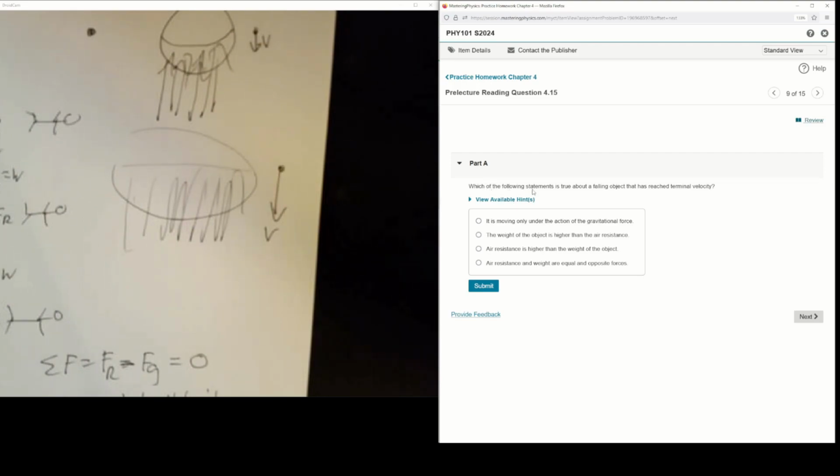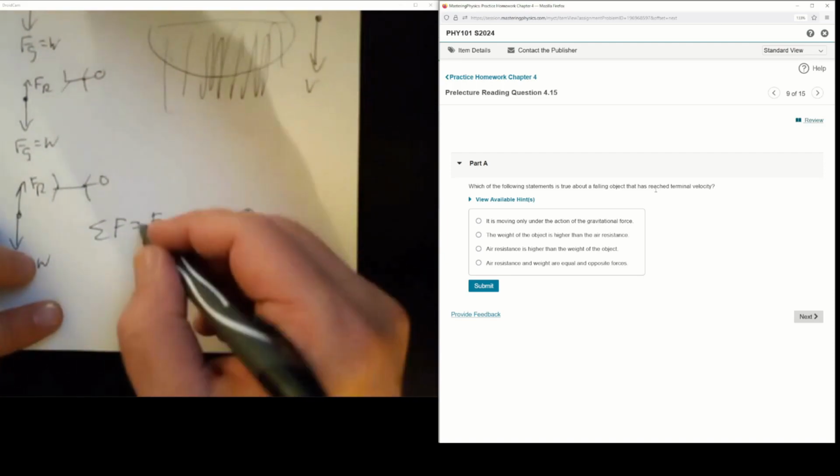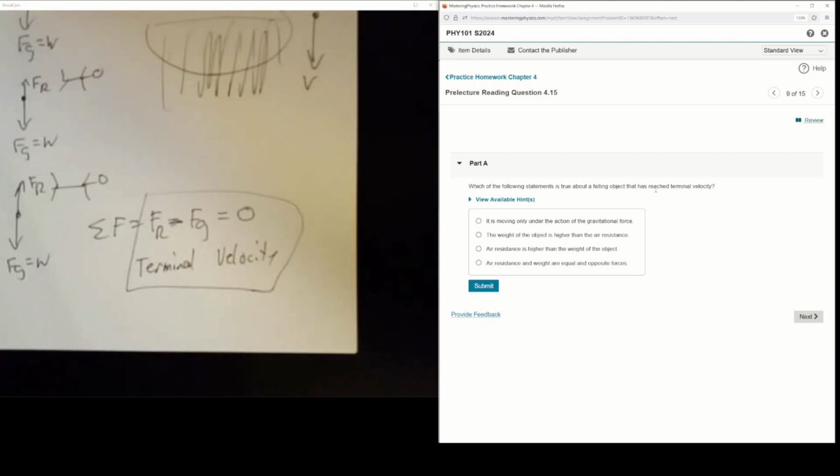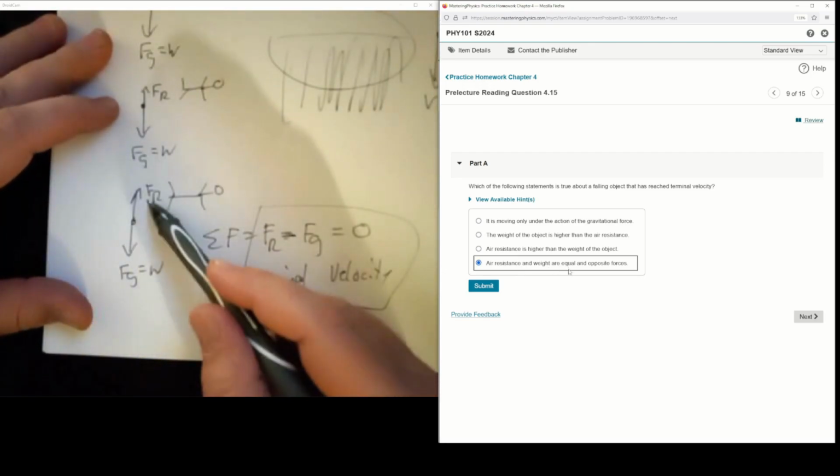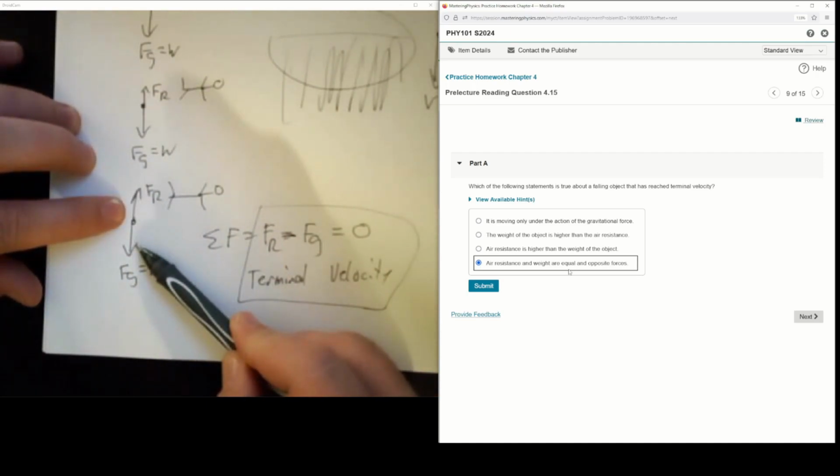So let's just see which of the following statements is true about a falling object that has reached terminal velocity. Well, at terminal velocity, the sum of forces equals 0. That's what terminal velocity means. That's the fastest you can get. Can't fall any faster from Earth's gravitational field. And this last one here, air resistance and weight are equal. So they're equal because they cancel each other out, and they're in opposite directions.